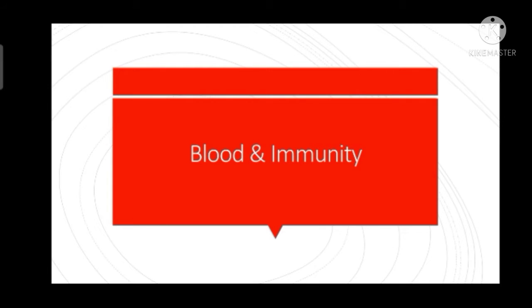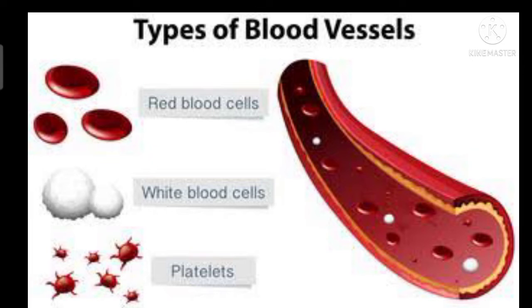So today we'll be talking about blood and the immune system in our body. What is blood, and how does the immune system actually work in the human body? We'll be talking about that in a little while. So let's move on to the slides and discuss it further.